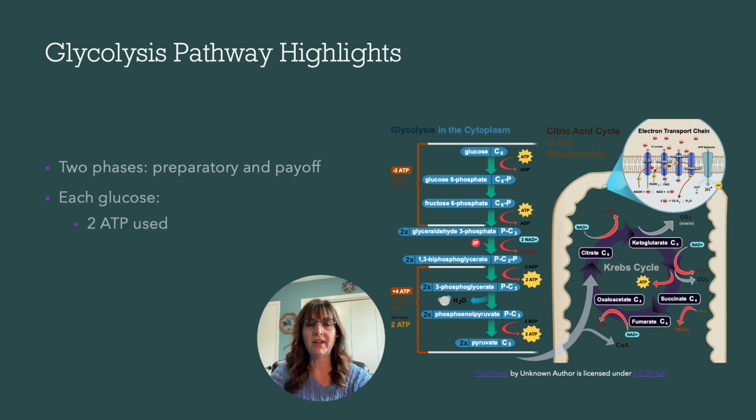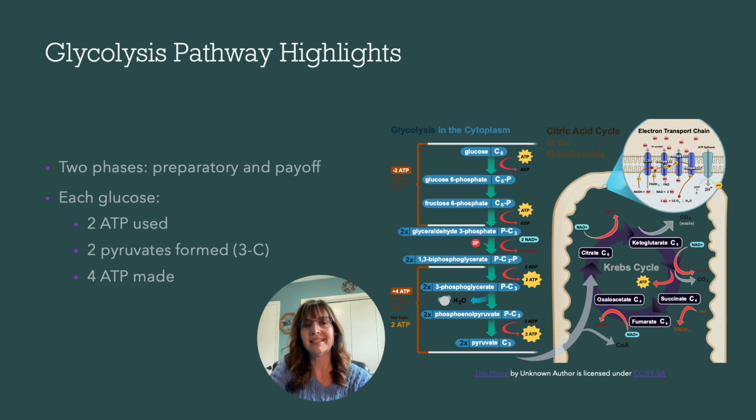Now, the preparatory phase requires 2 ATPs to begin converting glucose, so they're used. But it's okay because the energy content of those intermediate molecules results in the release of energy in the second phase. That second phase, again, is called the payoff phase. Well, not only are 2 pyruvates made, but 4 ATP molecules are made in this part of glycolysis. Now, recall we used 2 ATP. We make 4 ATP, so we get a result of net 2 ATP.